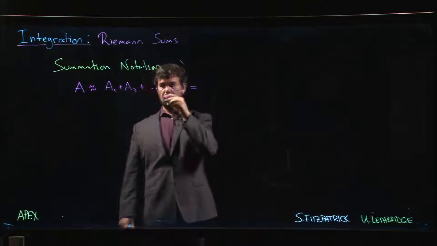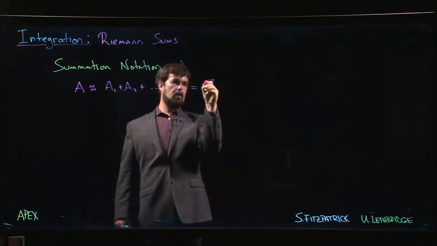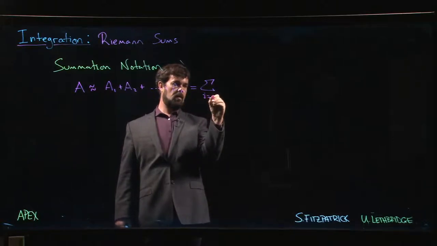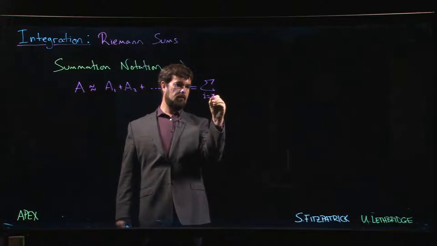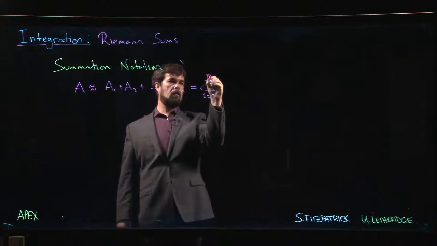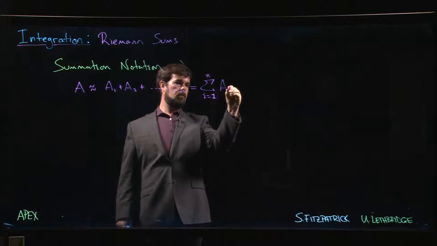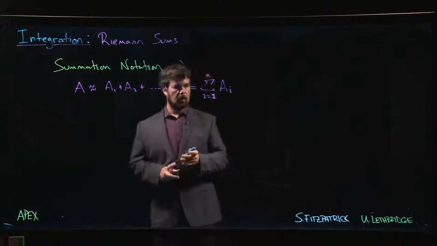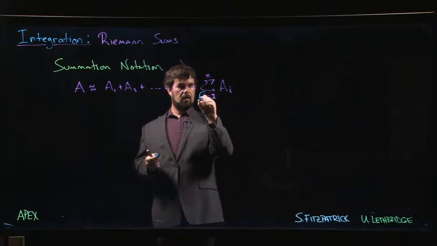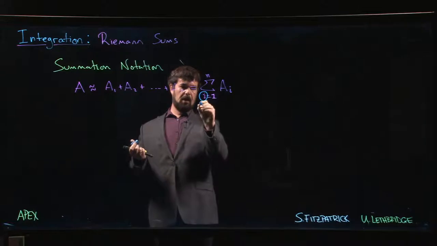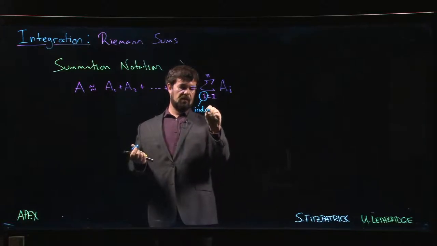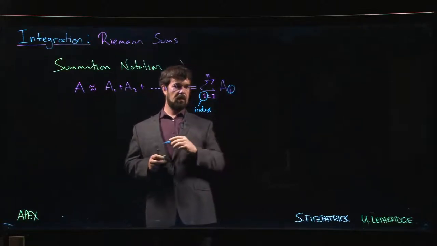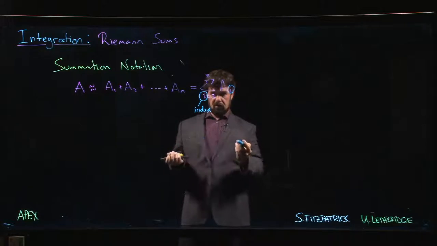And we said it's convenient sometimes, when you have a long sum, rather than writing out the sum like this, to use summation notation and say that it's the sum, i going from 1 up to n, of a sub i. So we introduce this new variable, i. i is called the index of the summation, and you'll notice that it shows up over here as well, right?